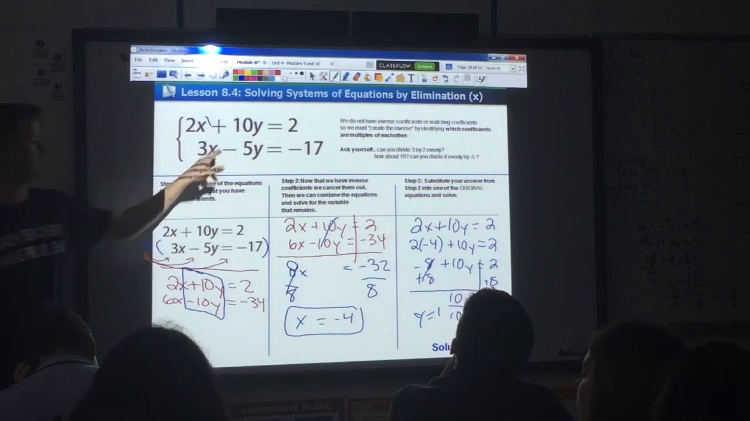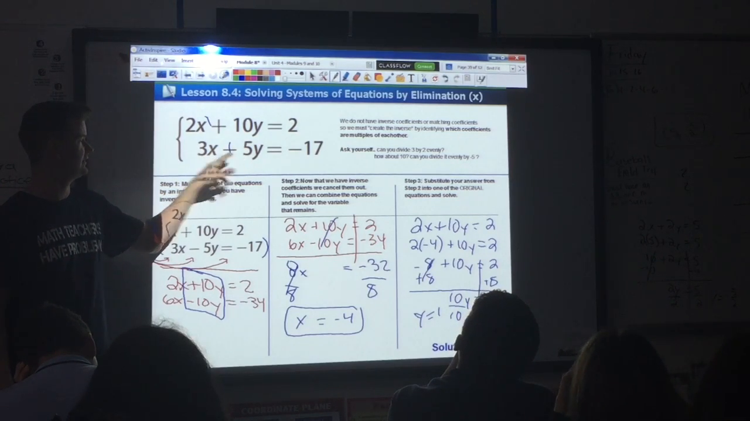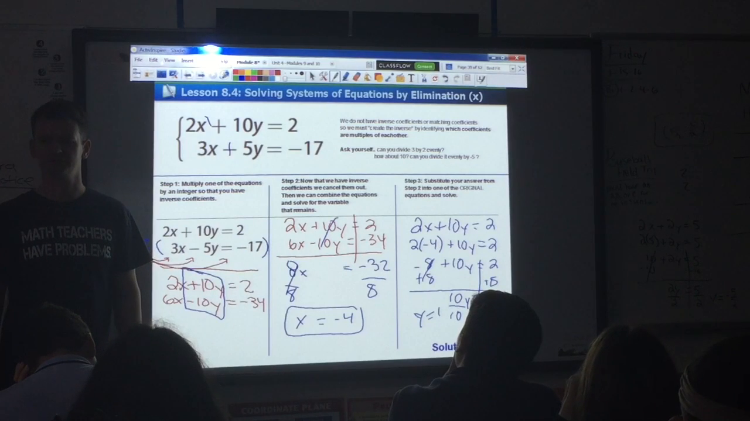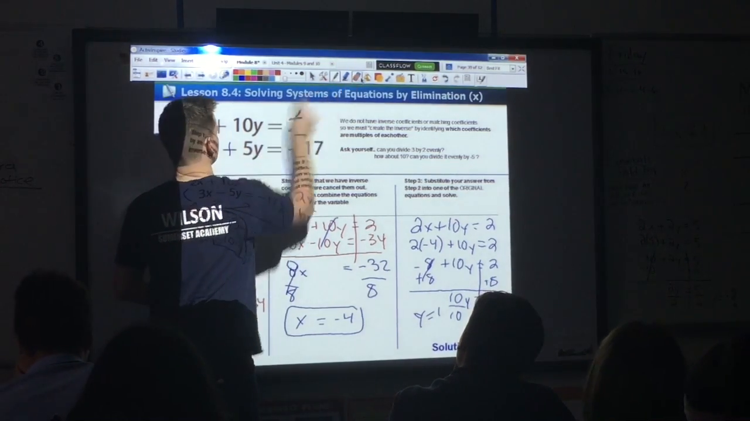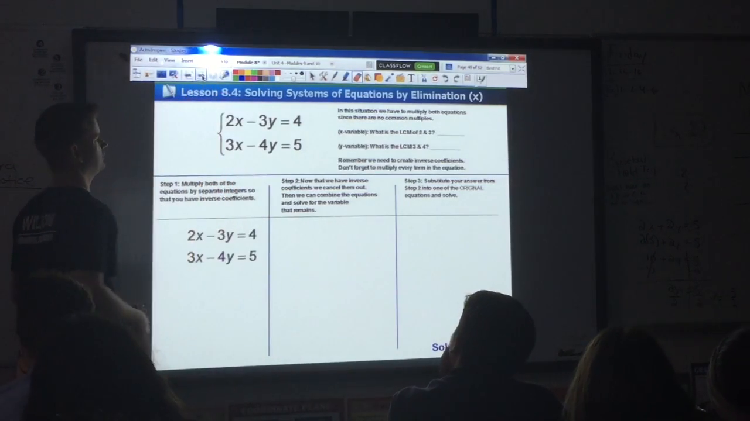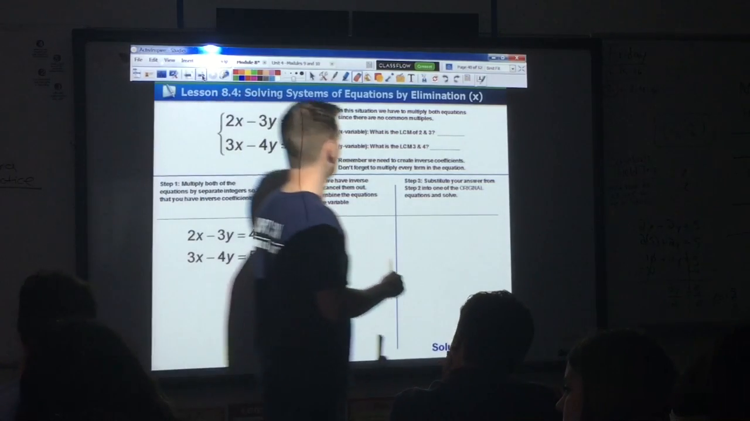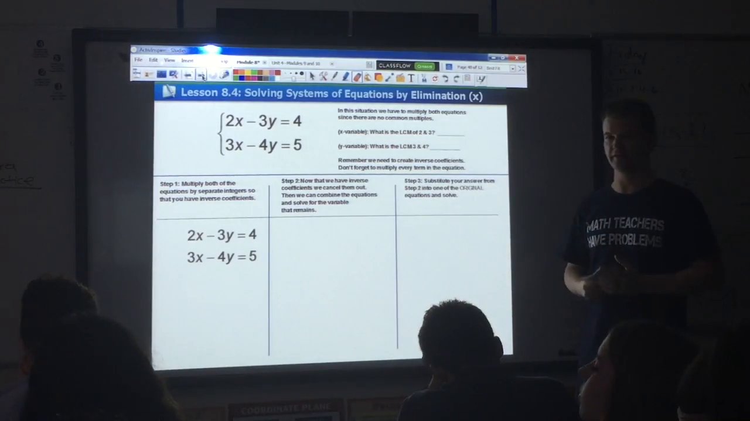Now if this was a positive 5y, what would I then have to multiply the bottom equation by? Negative 2, because I'm trying to make the inverse, okay? So let's try this example now. We have 2x minus 3y equals 4, and 3x minus 4y equals 5.